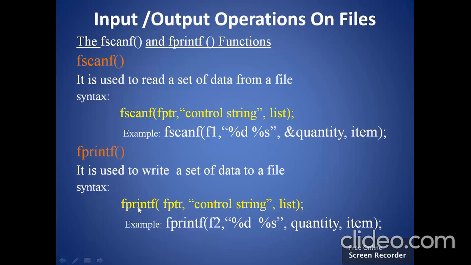Here fprintf is the function used to write a set of data to a file. fptr indicates the name of the file pointer. The control string specifies the field format in which the data is to be entered. Then list indicates the names of the variables used here. For understanding more about the syntax, consider the example, that is fprintf, inside the bracket f2 comma, inside double quotes %d %s, comma, quantity, item. At last we will put the semicolon.